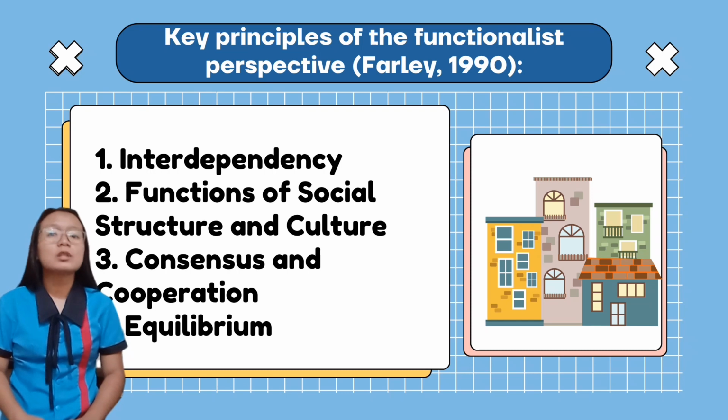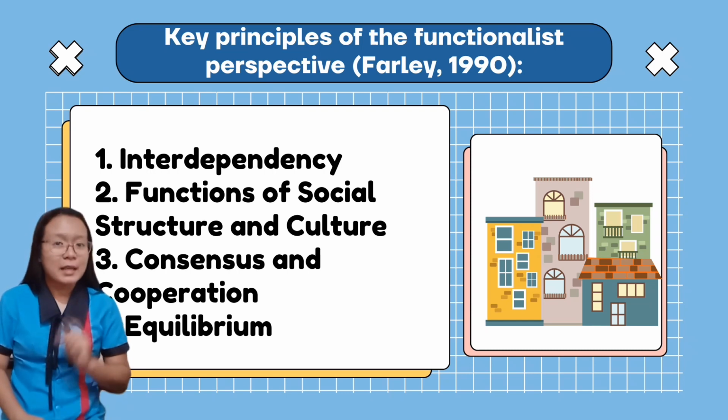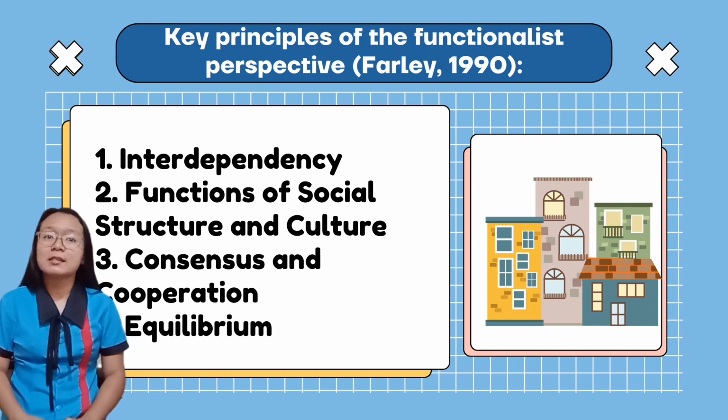Next, functions of social structure and culture. Each part has a job. Every piece of society, like families, schools, or businesses, has a specific role to play in keeping things going. Third, consensus and cooperation, or we mostly agree. People in a society generally share some basic ideas about what's right and wrong, which helps everyone cooperate.